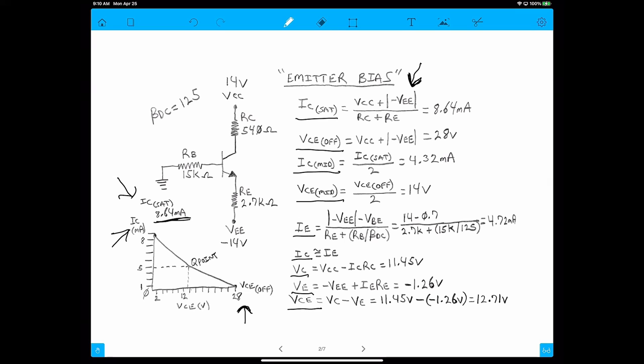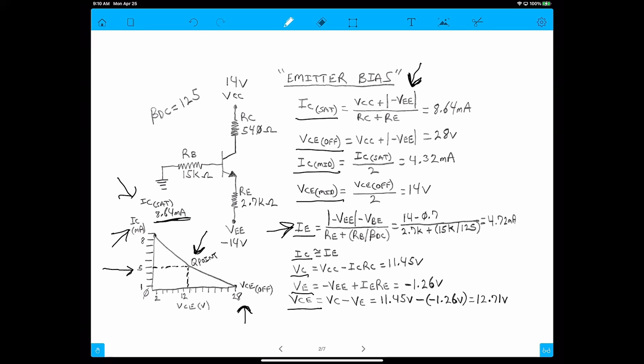Then you would take your IC, which is also your IE, and you would place that somewhere around here, which is just a little bit below the Q midpoint, right? Of the Q mid for here, 4.32 milliamps for IC mid. And in this case, we have 4.72 milliamps for our IC, for our Q point. For VCE, as we look over here to the right, we have 12.71 volts, which is somewhere in here. So in this case, our Q point for this circuit is going to be really close to our Q mid.